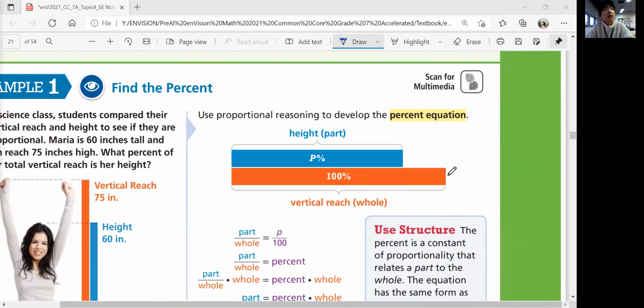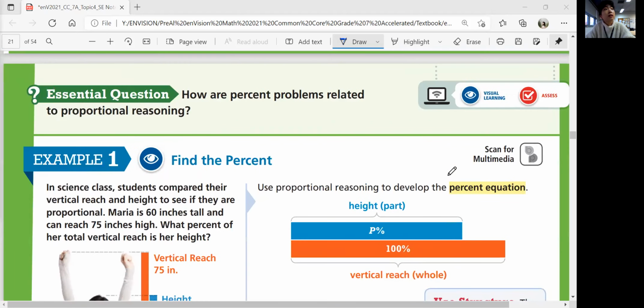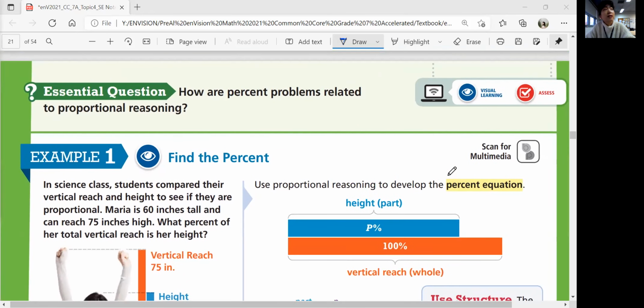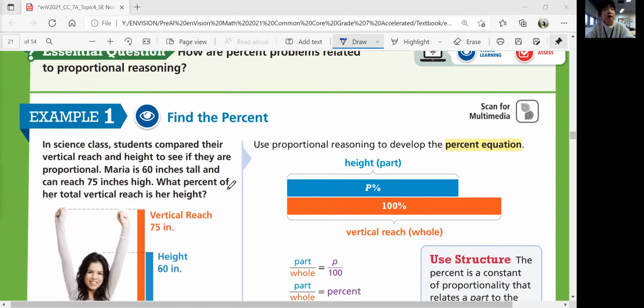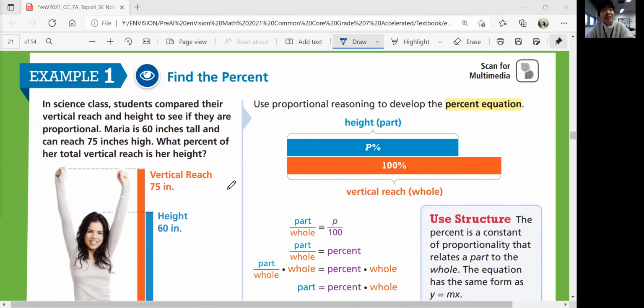So that's why ratios are important. Let's look at our lesson now. How are percent problems related to proportional reasoning? Example 1, find the percent. In science class, students compared their vertical reach and height to see if they're proportional.